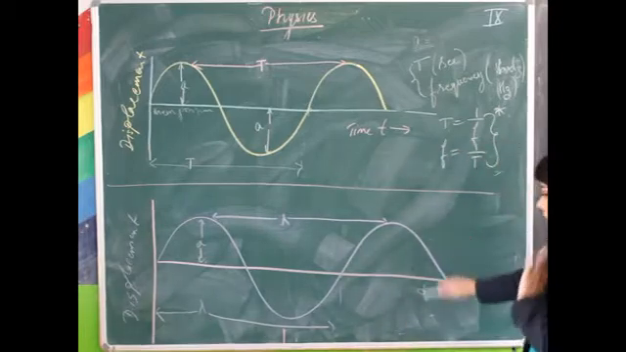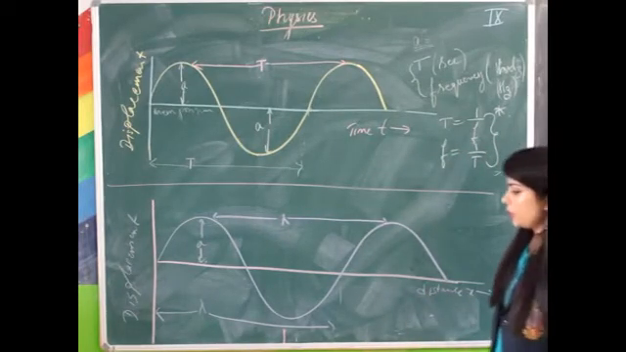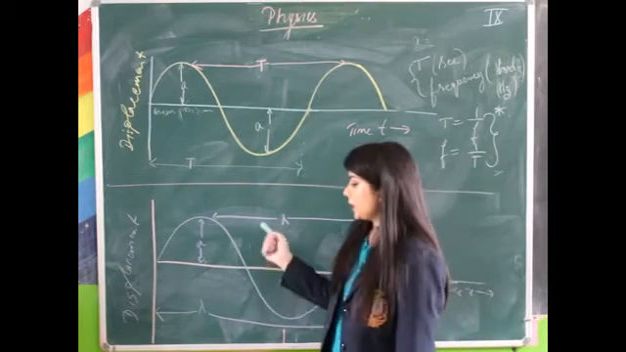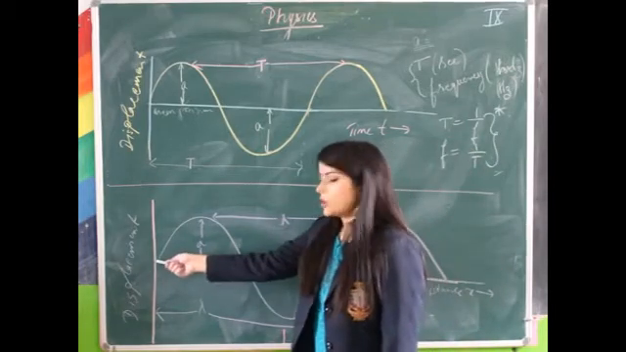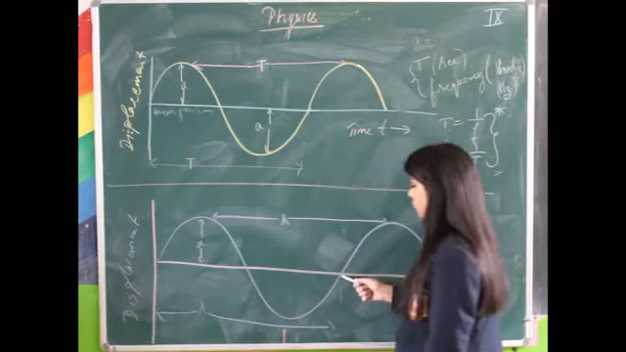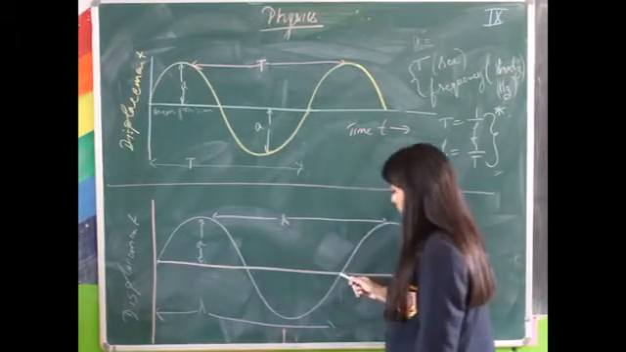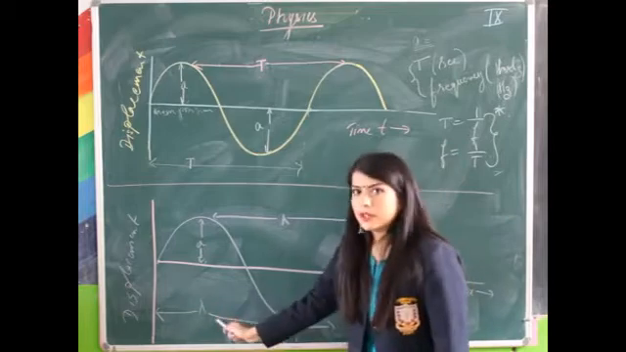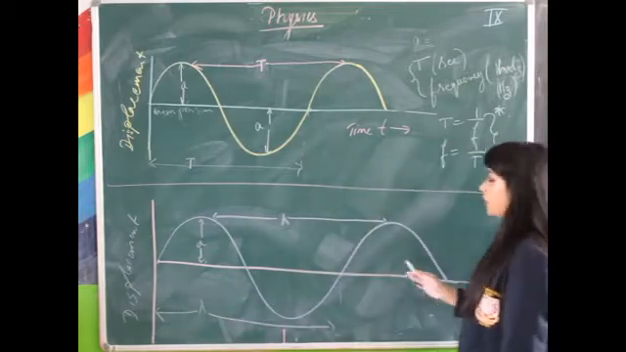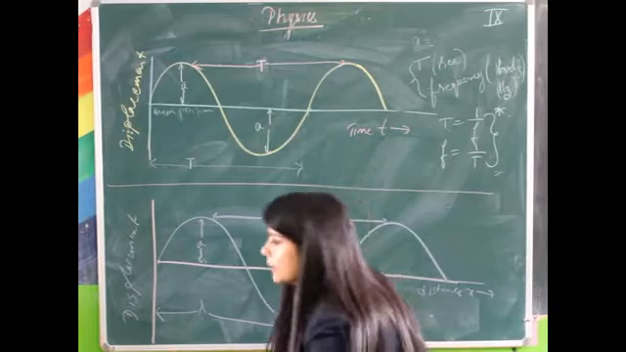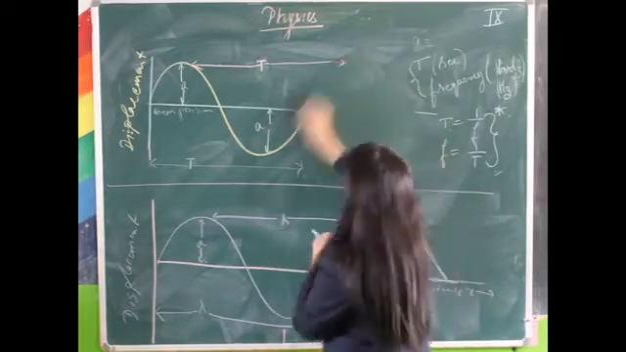For that, look at this graph over here. Wavelength is the distance from origin till completion of one cycle, like this distance. Distance from this point to this point. This is the length of that wave. There may be a wave of shorter wavelength, like this. I have just written it down.